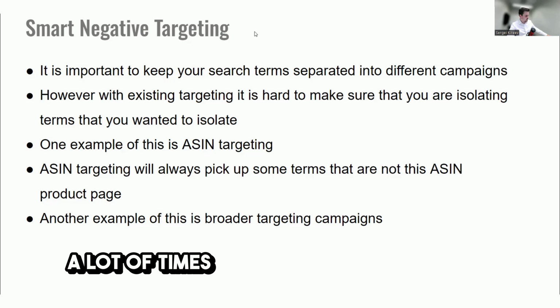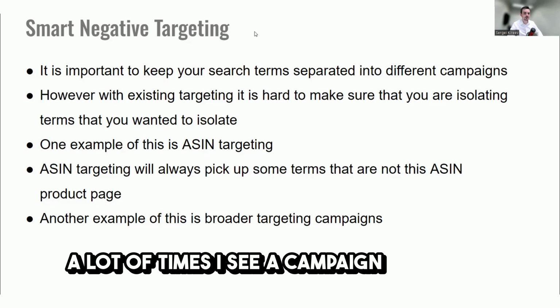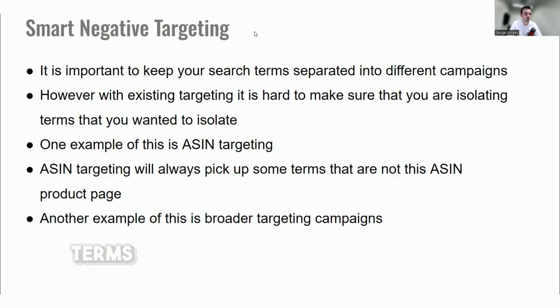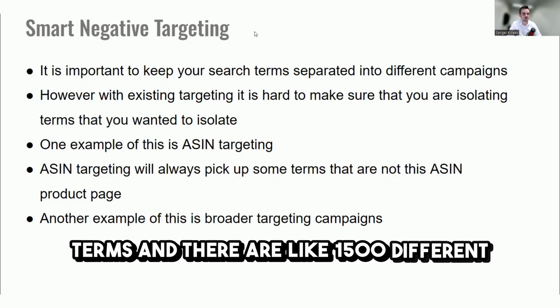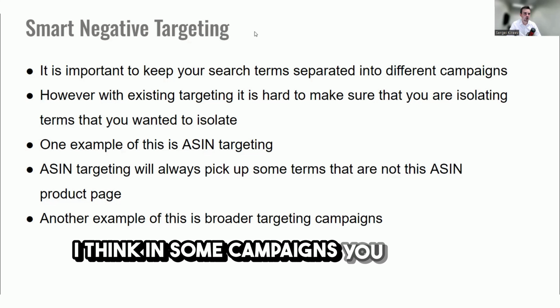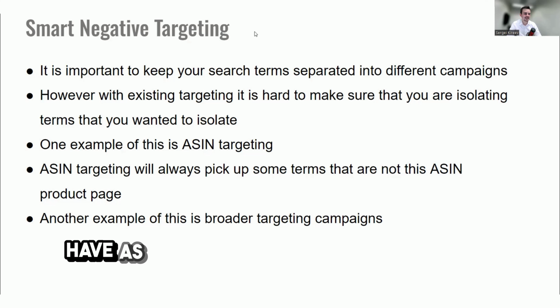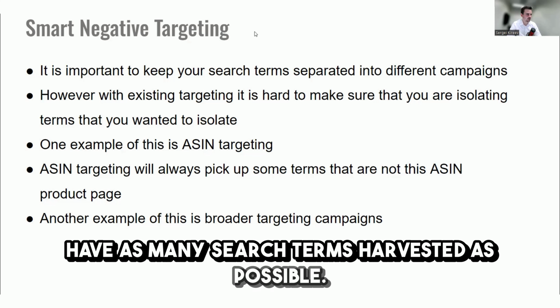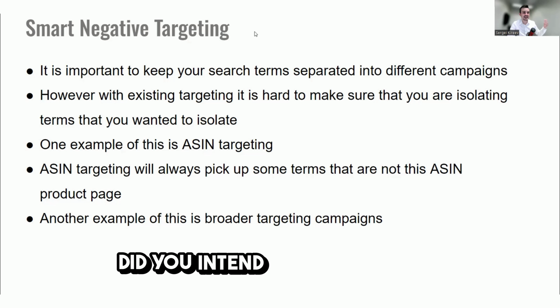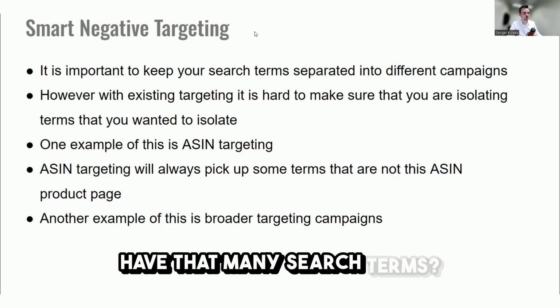A lot of times I see a campaign with like 5 keywords, and then I open up the underlying search terms and there are like 1,500 different search terms. It's a big issue. I think in some campaigns, you probably want to have as many search terms harvested as possible. But then the question is, how do you control it, right? Did you intend this campaign to have that many search terms?